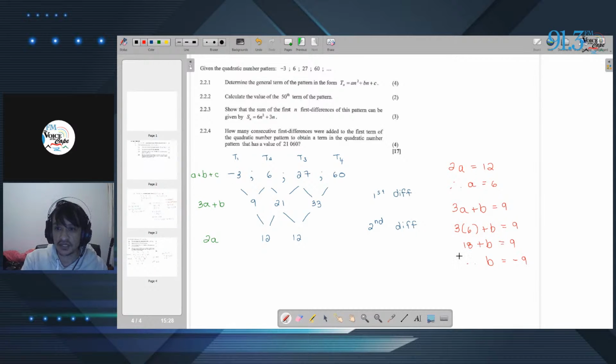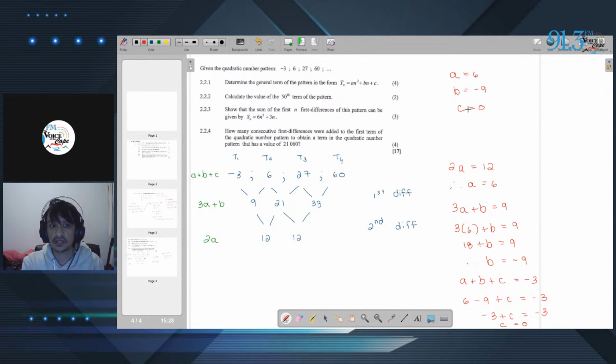And now we need to find C. So we have B, we have A. So here we can say in the next part, A plus B plus C is equal to negative 3. We substitute this in. 6 minus 9 plus C is equal to negative 3. Here we get negative 3 plus C is equal to negative 3, and therefore C is going to be equal to 0. So now we have our values. We know A is equal to 6, B is equal to negative 9, and C is equal to 0.